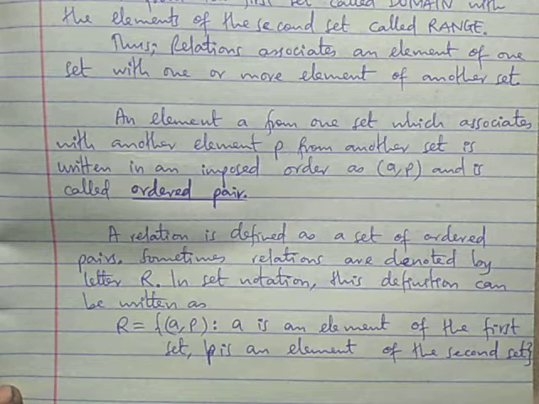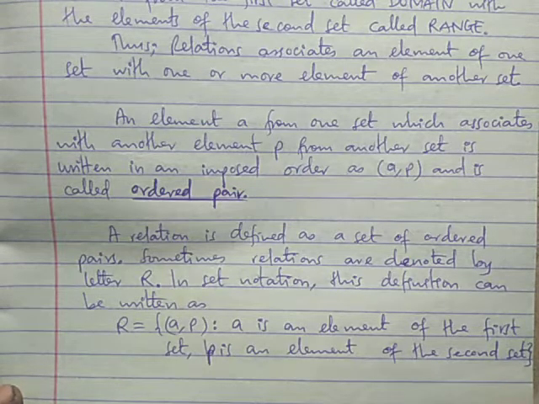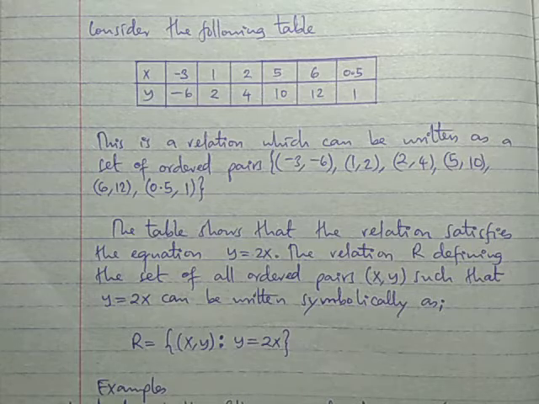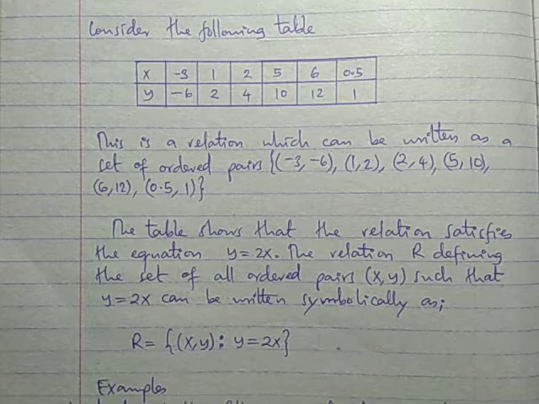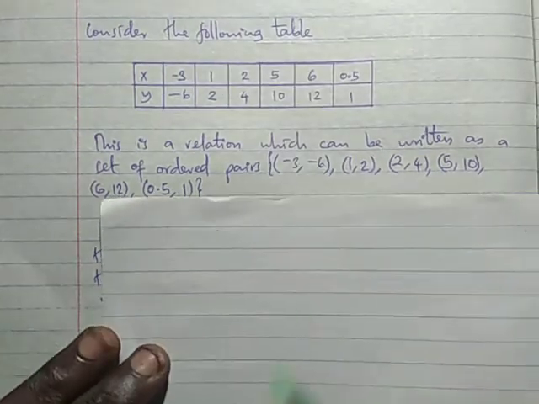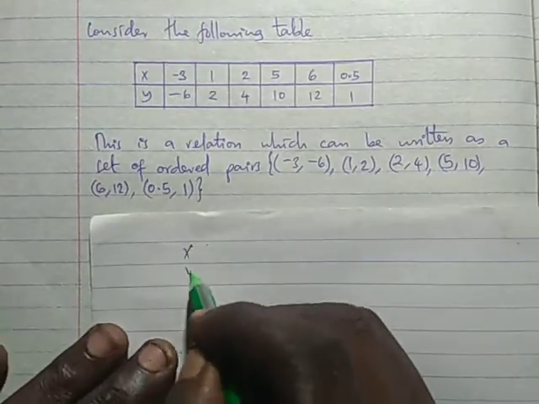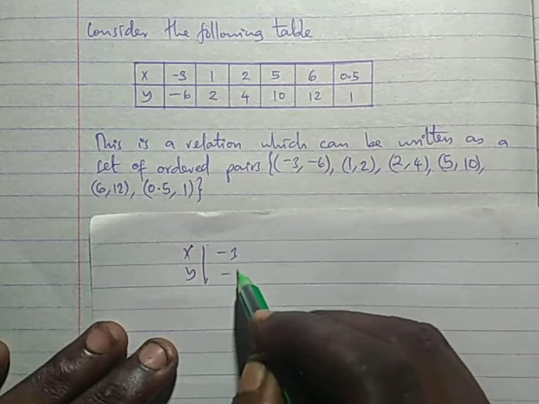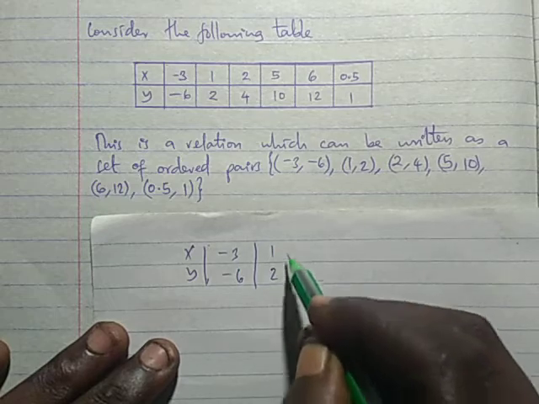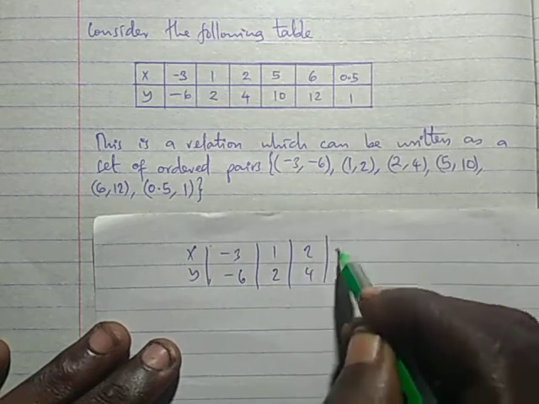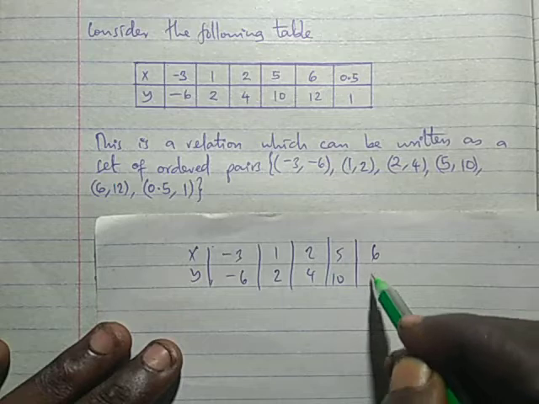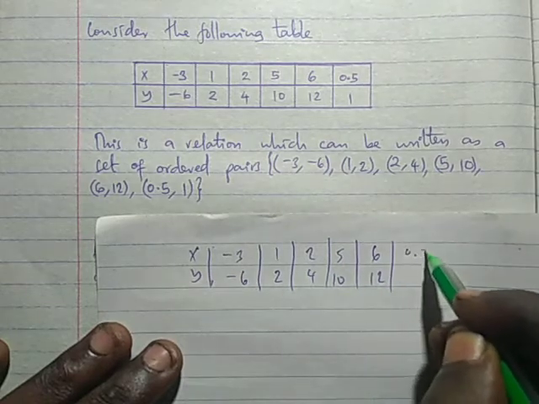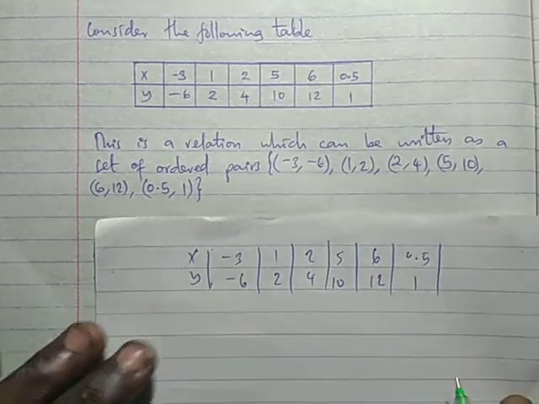So now let's see one example about the ordered pairs. So consider this table here. In this table we have the values of X and values of Y. So you can see the values X, Y. Then the values, they are starting from -3, -6, then 1, 2, then 2, 4, then 5, 10, 6, 12, and then 0.5, 1. You can see the values.